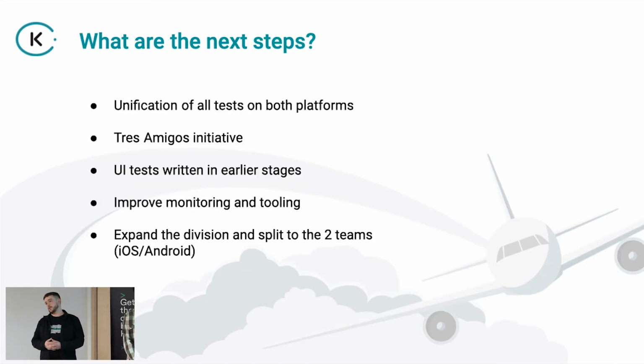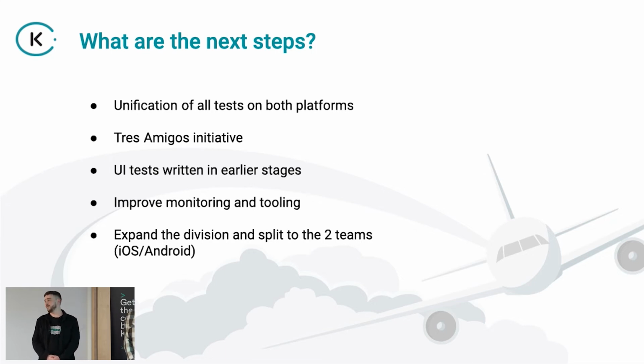That's about where we are now, what we are doing, but we also have some plans. We know what we want to improve. So the first thing is that currently we are working on unification of all tests on both platforms. So we want to be sure that the same test on both platforms goes through the same steps, testing the same things. So when we see the results in Jira, we can understand what was already tested and what is still missing.